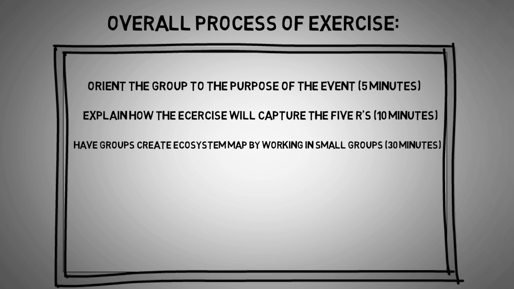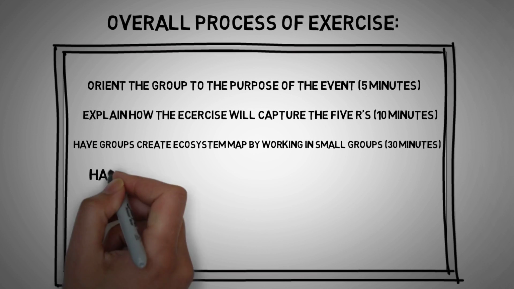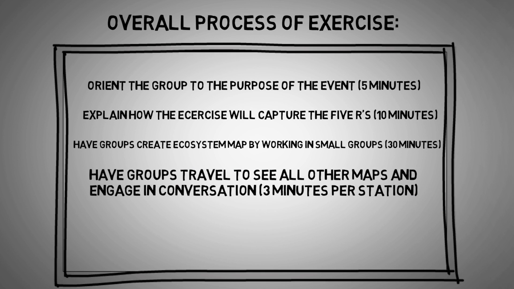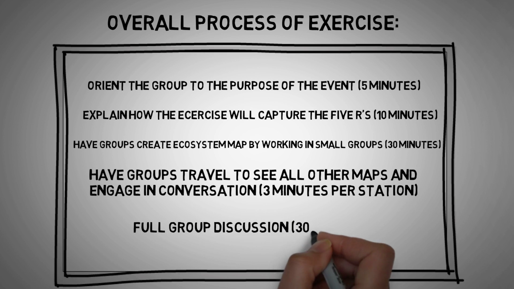Have groups create an ecosystem map by working in small groups. This will usually take about 30 minutes. Have groups travel to see all other maps and engage in conversation for about 3 minutes per station. Full group discussion, which usually will take about 30 minutes.